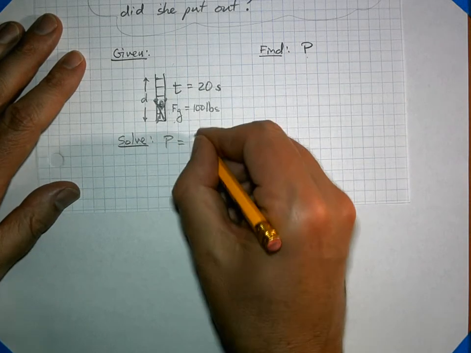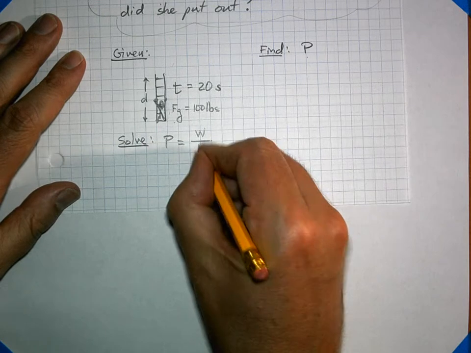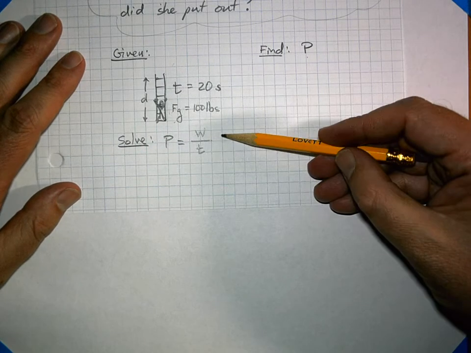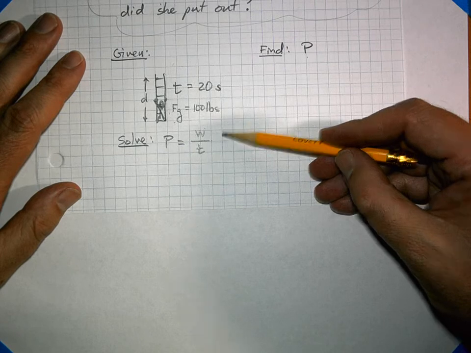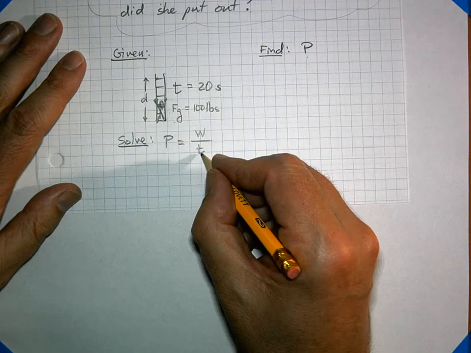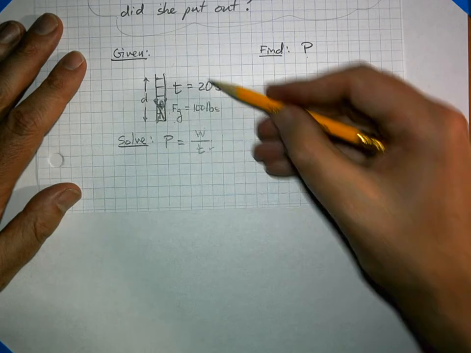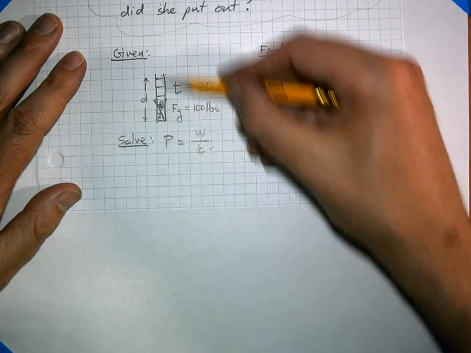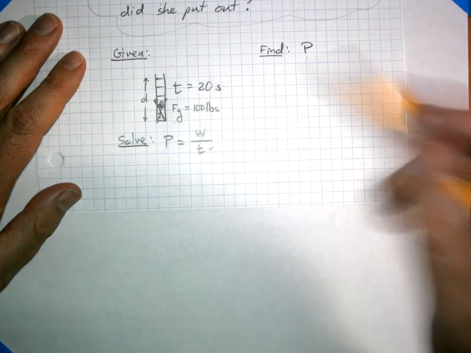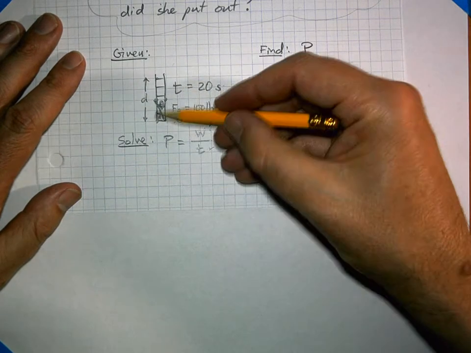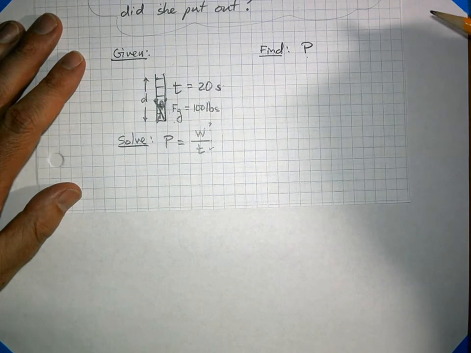Power equals work over time, right? Power equals work over time. Now, do we know how much time it took? Yes, it took 20 seconds. Was how much work it took to climb these stairs given? No, it was not. So we don't know how much work it took to climb this ladder. We're going to have to figure it out.